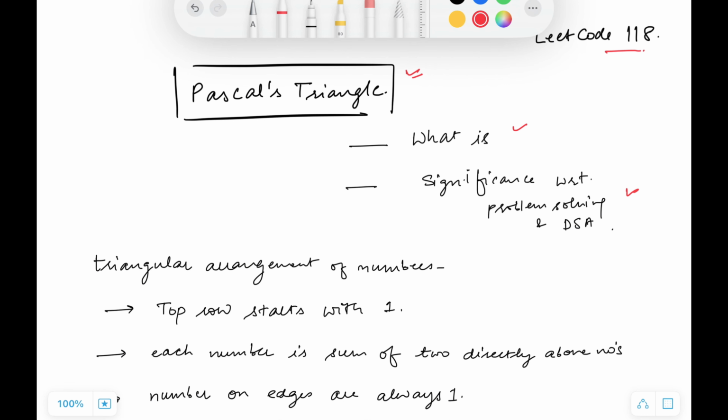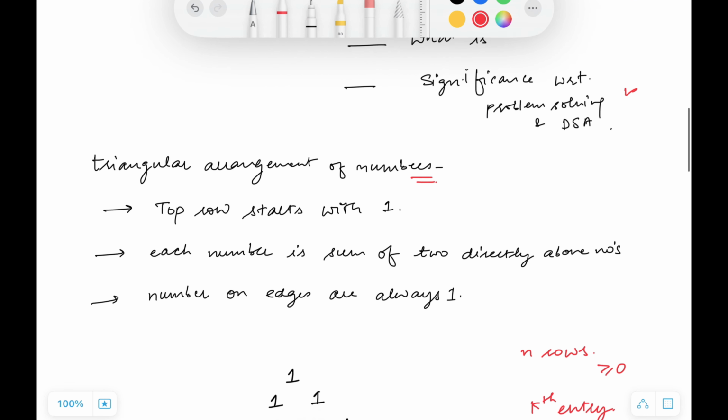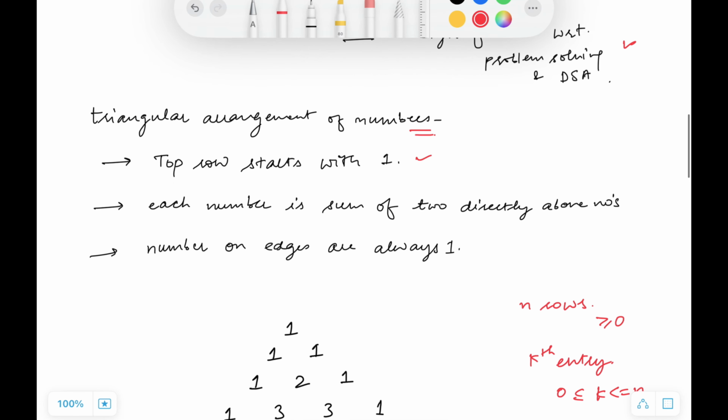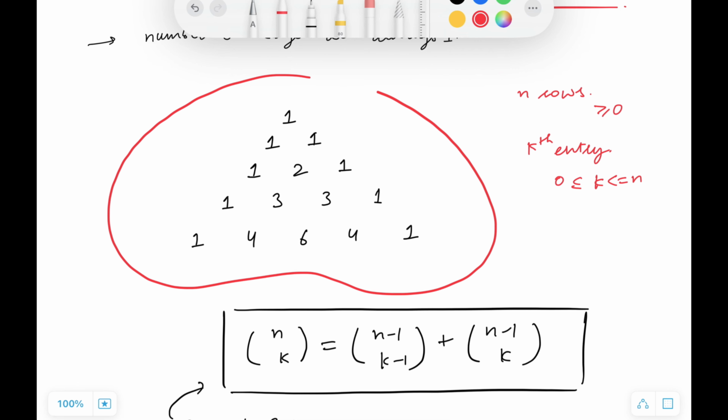Pascal's triangle is a triangular arrangement of numbers where the top row starts with 1, and after that each number is the sum of the two directly above numbers. Also, the edges of each row are always 1. So this is how Pascal's triangle looks.